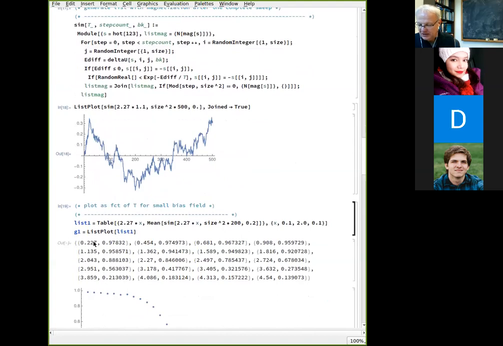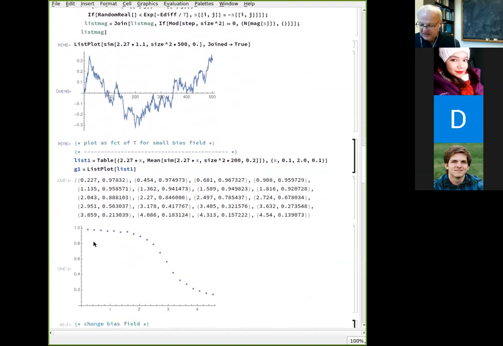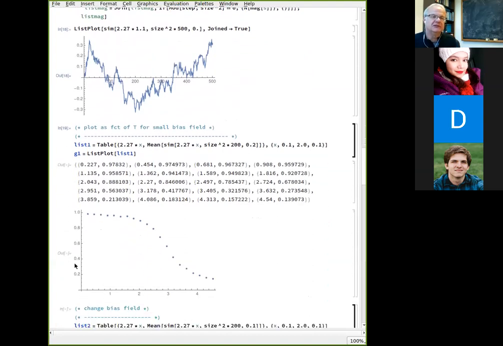But then you can do many, many runs like this and do that for different temperatures, and you get some kind of curve. So now this axis is temperature, and this axis is magnetization.